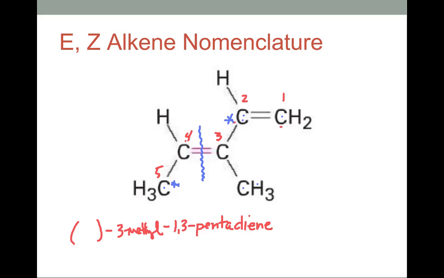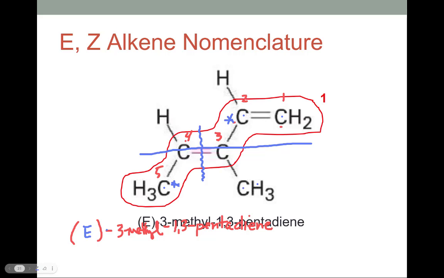Since those two high-ranking substituents, the stars I drew, are on opposite sides of the double bond, this is the E isomer. Okay, and so the name would be E-3-methyl-1,3-pentadiene. Notice that the E or Z is going to be in parentheses out front.